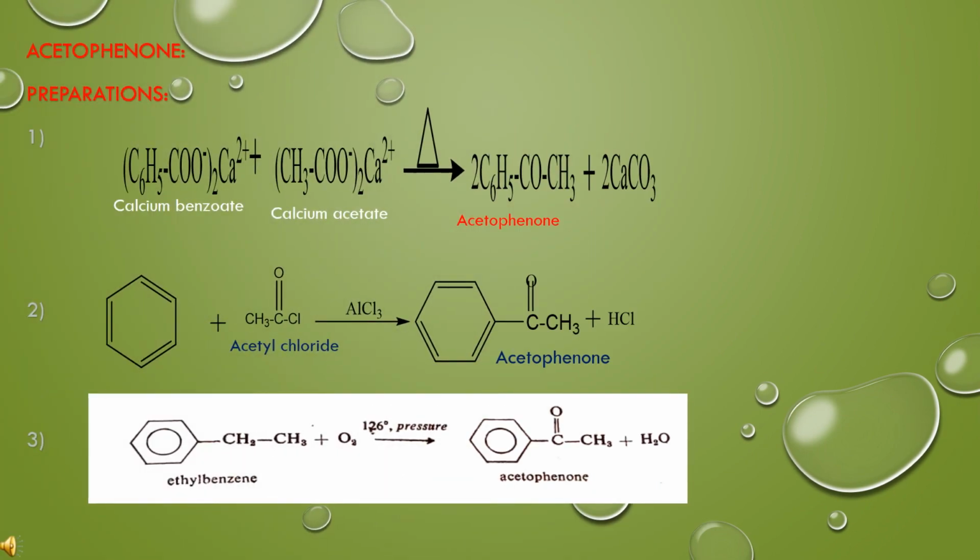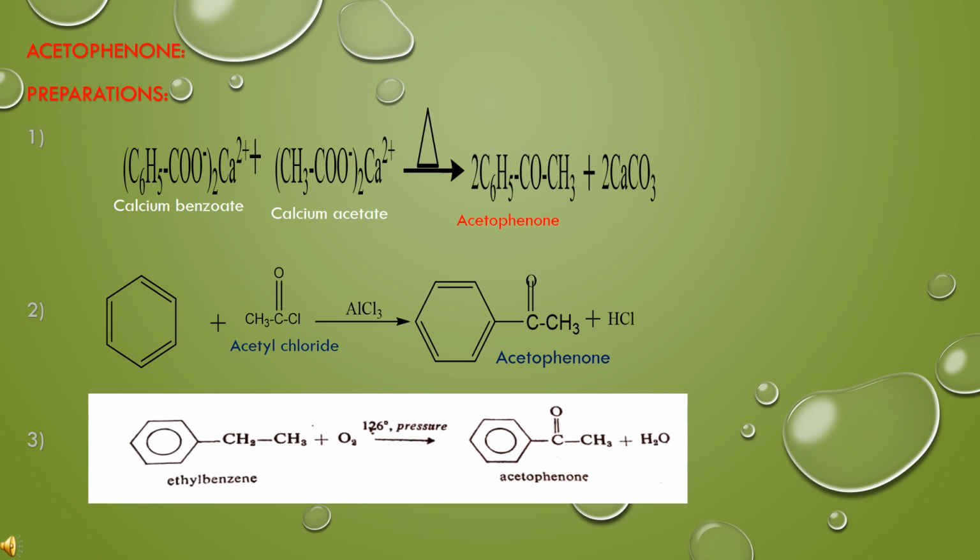Next we are going to discuss acetophenone in detail. First we are going to discuss preparations. We take an equimolar mixture of calcium benzoate and calcium acetate. On heating, acetophenone is produced. The calcium carbonate leaves as a byproduct.